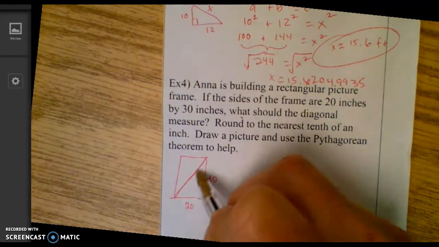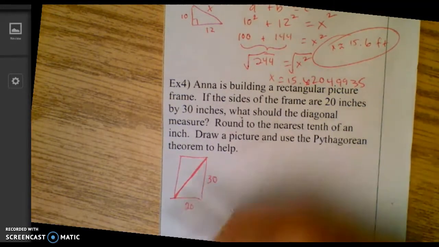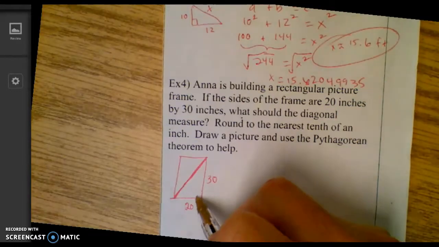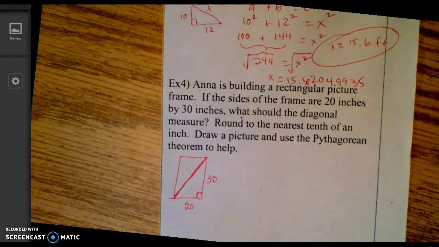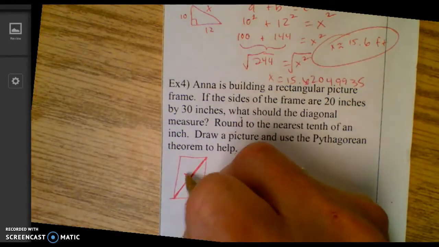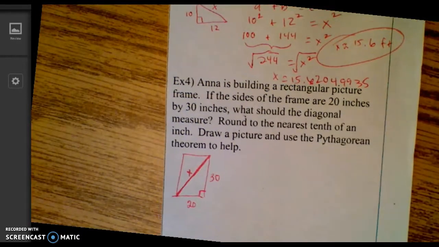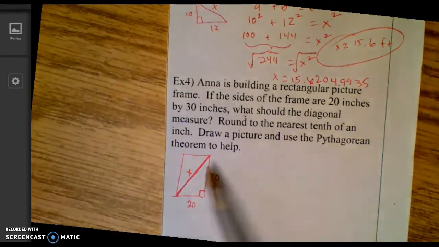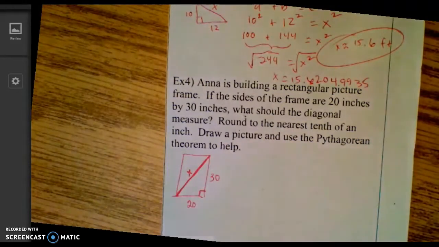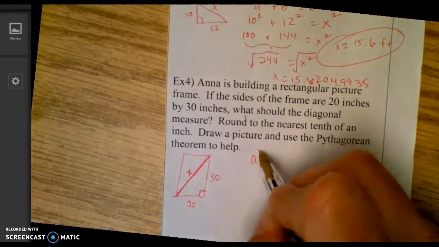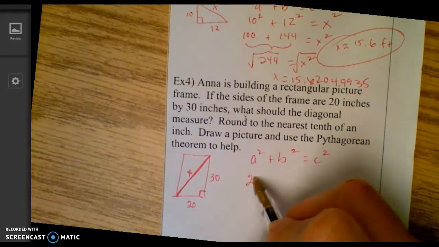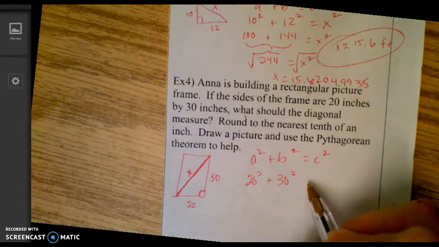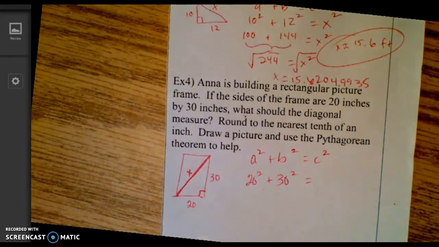The reason we know this comes out to be a Pythagorean theorem question is rectangles have right angles in the corner. If you draw a diagonal from corner to corner, you're basically forming the hypotenuse. So this is what we're missing. We want to find the length of that diagonal. We're going to round it to the nearest tenth. We already drew our picture, and it says specifically use Pythagorean theorem. So a squared plus b squared equals c squared. Your legs are the 20 and the 30. So always remember, put your shortest sides there.